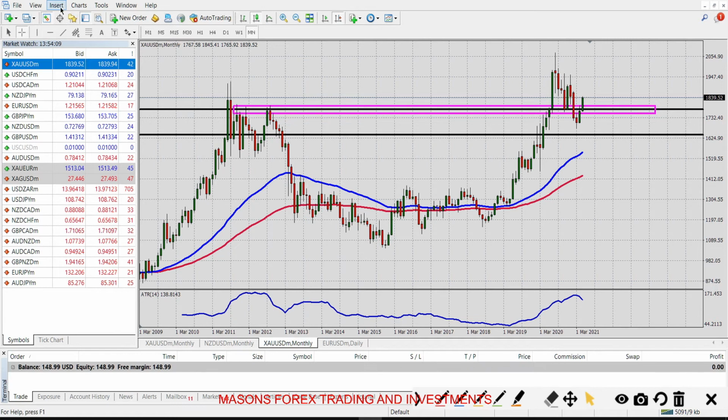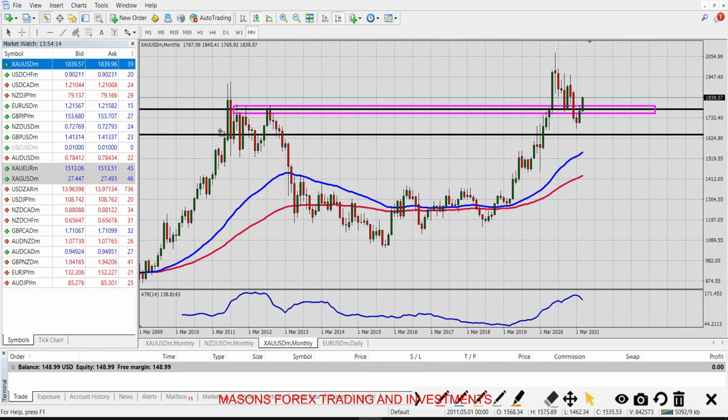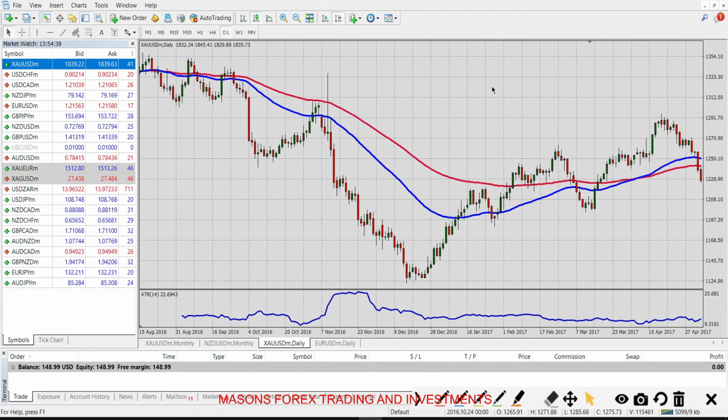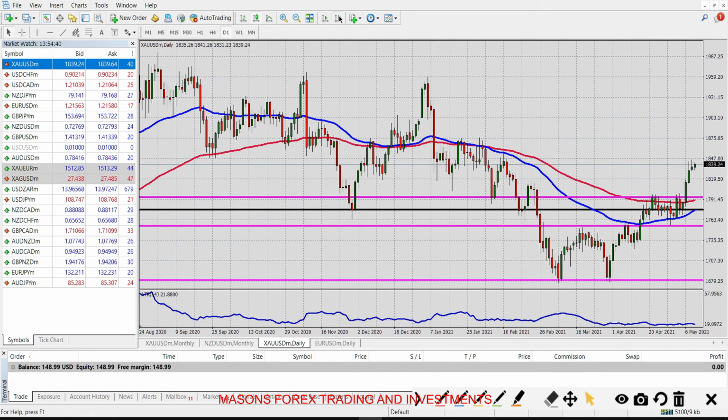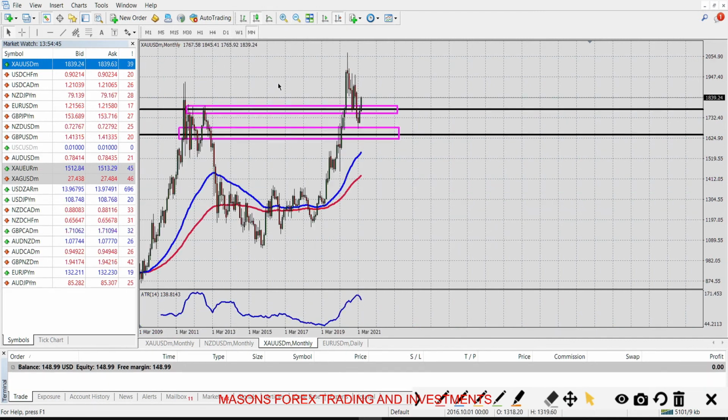And then you'll see this is also an area. So in this area, we're looking for a reaction. Either price moves away from it or breaks past it or through it. Let's go to the daily chart, but before we go to the daily chart.